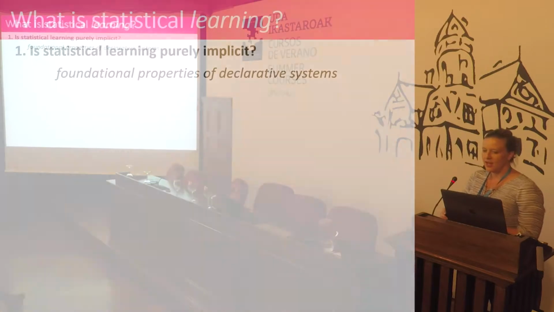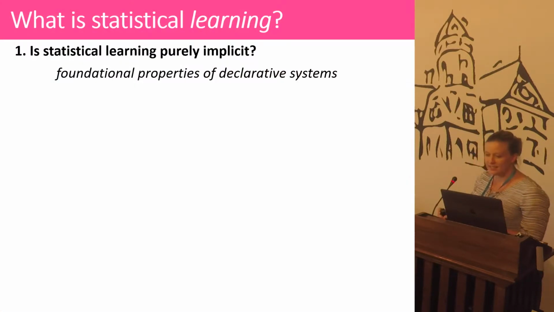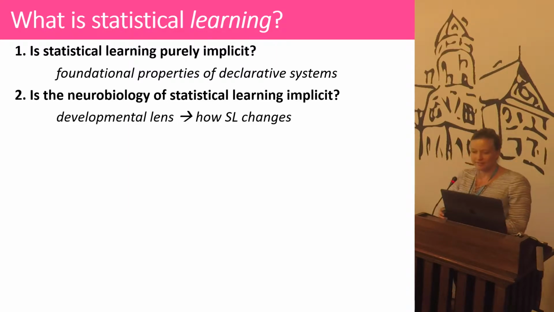First, I'm going to ask if statistical learning is a purely implicit cognitive process. And although we already have a sense that it's not, I want to further probe how statistical learning squares in terms of what we know about foundational properties of declarative systems that I've just shown you. Specifically, I want to look at how information decays over time and whether it's subject to capacity limitations. Second, I'm going to ask about the neurobiology of statistical learning and ask whether this is purely implicit.